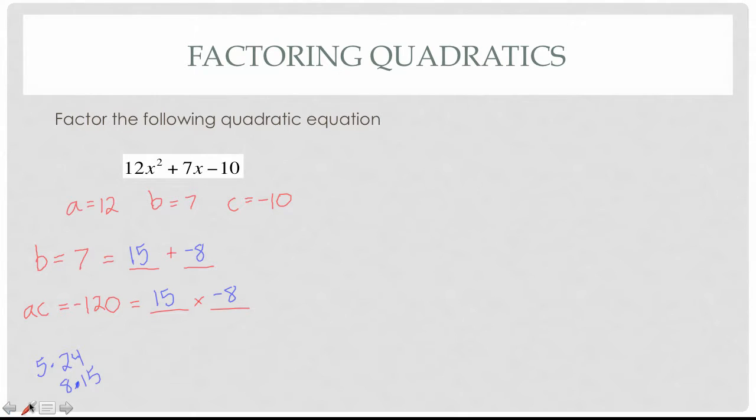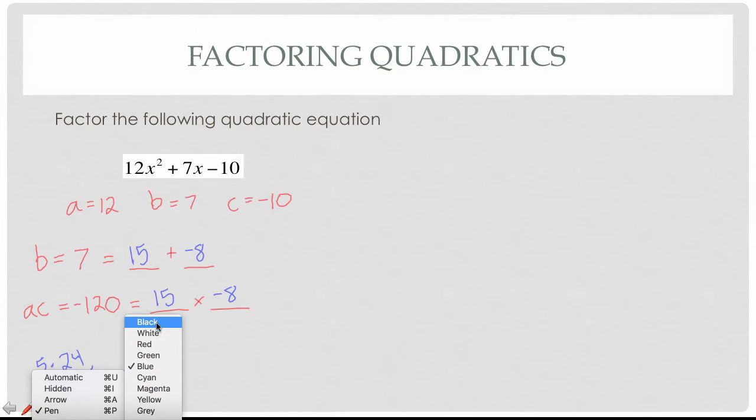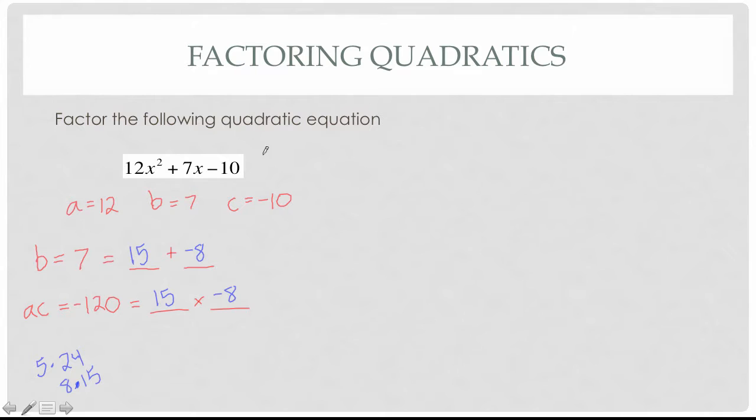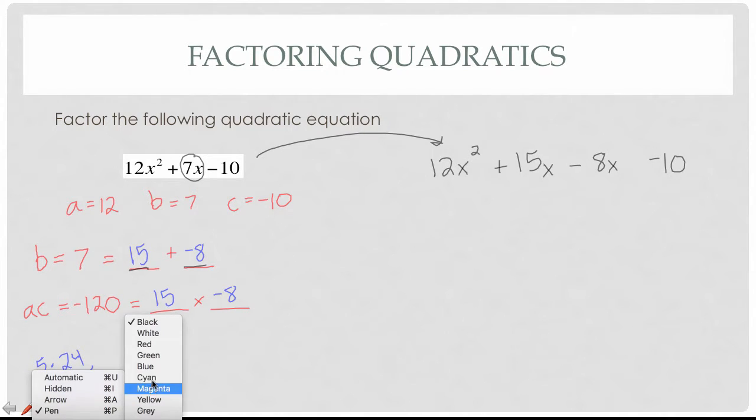Now, how does that help me out? What that lets me do now is take my trinomial with 3 terms and then rewrite it as a polynomial with 4 terms. I still have 12x squared at the beginning. I still have negative 10 at the end. But what's different is that I split this 7x into the two numbers that add up to 7. So we've got plus 15x minus 8x. There we go. 4 terms. 1, 2, 3, 4. Now we get to use factoring by grouping.